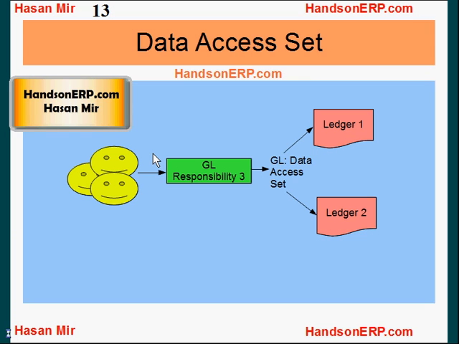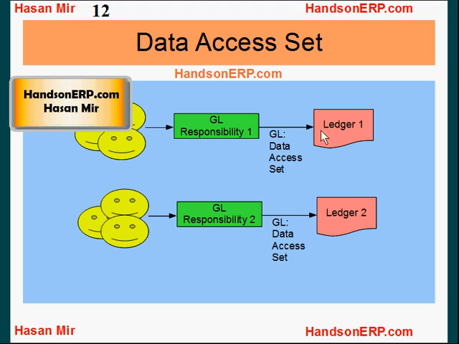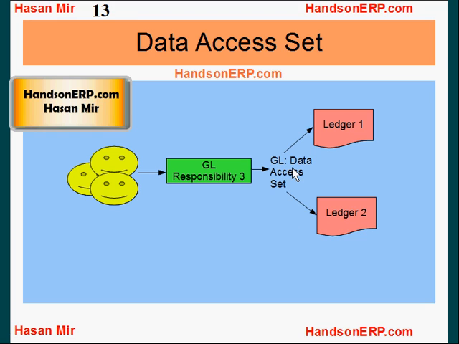In the general ledger module, we only have one profile option controlling how many ledgers you see through the responsibility, and that was GL data access set. Whenever you create a ledger, one data access set is created for that ledger, and you can use that to assign it to a responsibility. But if you have a complex scenario, you can create a custom data access set and put multiple ledgers in that, and you can assign that custom data access set to the responsibility.